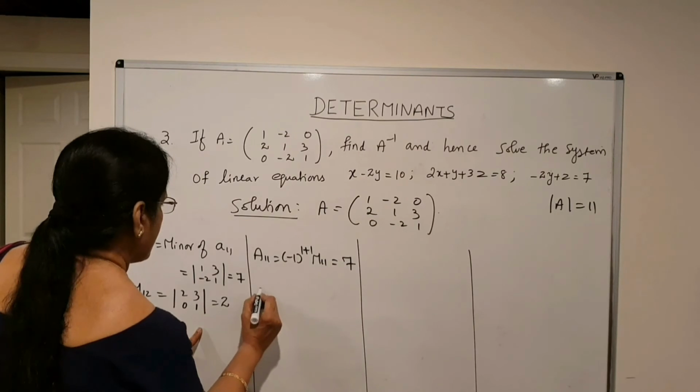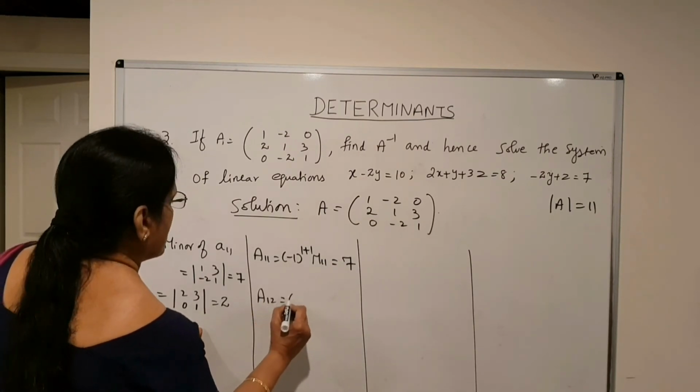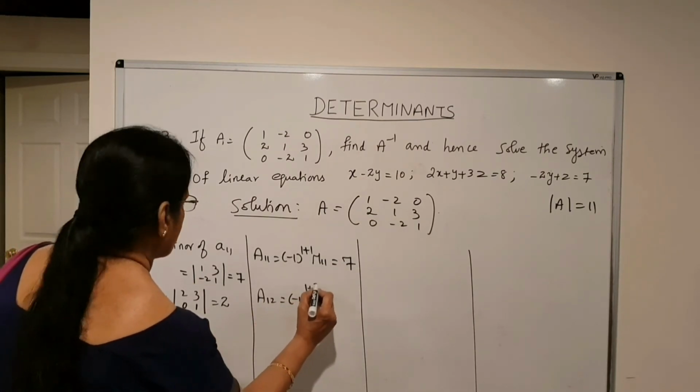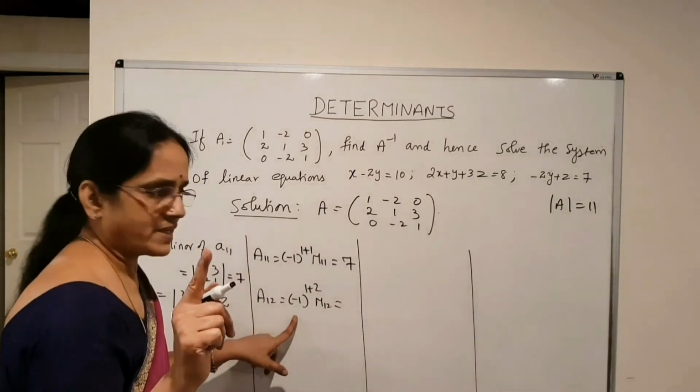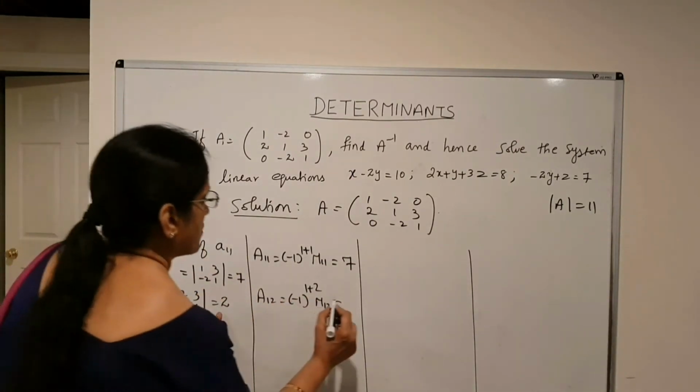So corresponding A12 will be minus 1 to the power 1 plus 2 into M12. Minus 1, the whole cube is minus 1. Minus 1 into 2, so minus 2.